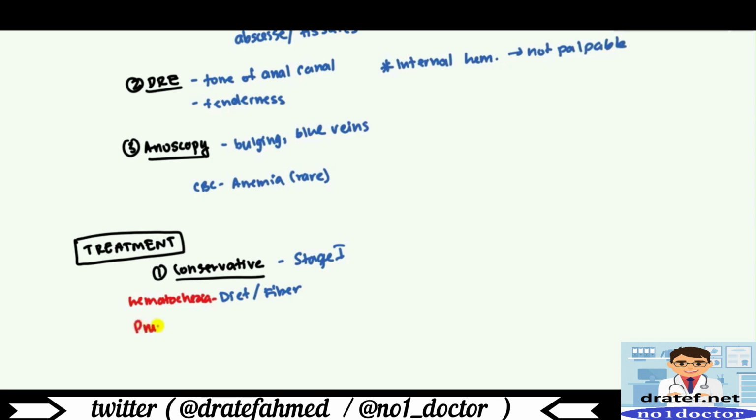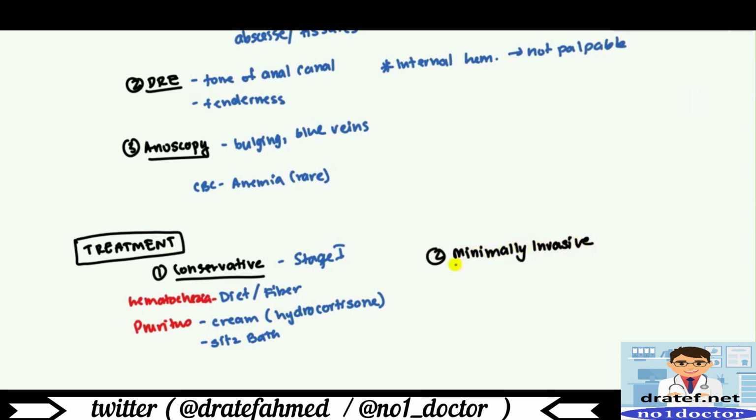With regards to pruritus, which does occur sometimes, oftentimes you can give a cream. Hydrocortisone is very common, and a sitz bath is also helpful to alleviate some of the symptomatic issues. Once you try conservative treatment, if it doesn't work, then you do need to go into minimally invasive treatment. Minimally invasive is basically any type of procedure that can be done in the OPD clinic, the outpatient clinic.